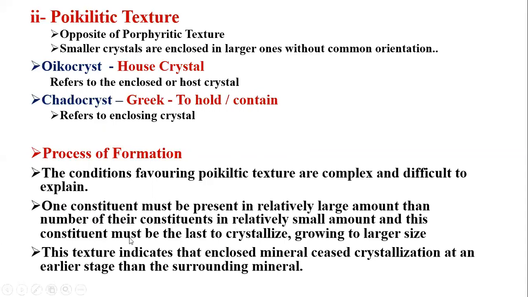And this constituent, which is present in a relatively large amount, must continue to crystallize so that it grows to a larger size. The poikilitic texture indicates that the enclosed minerals cease crystallization at an earlier stage than the surrounding minerals. It means that the oikocrysts have stopped crystallization earlier than the chadacrysts.